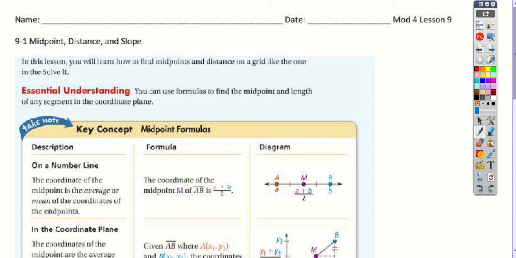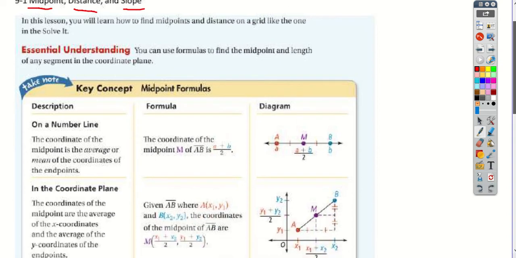Okay, so to get there, we're going to start talking about the formulas we're going to need, which are the midpoint, distance, and slope formulas. We're going to talk about how to use these formulas on a graph and moving forward.